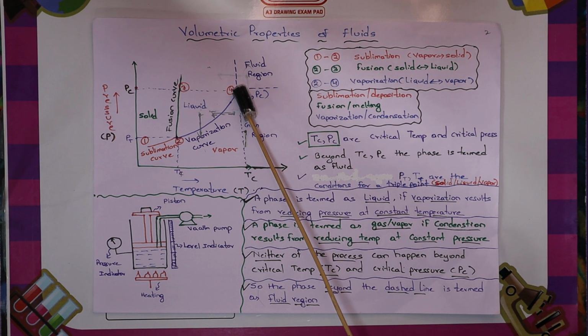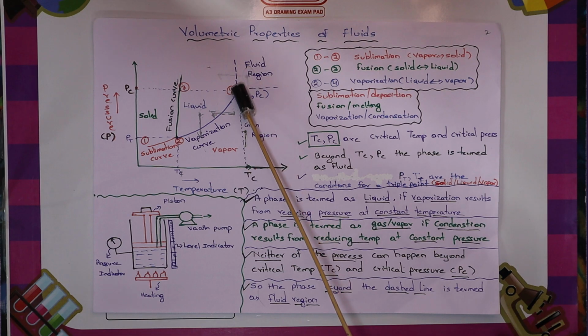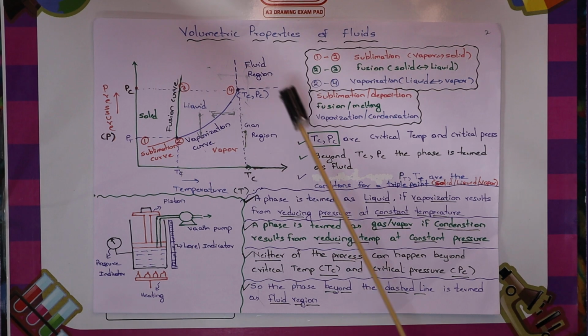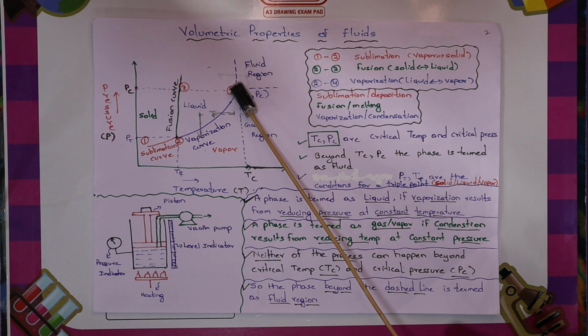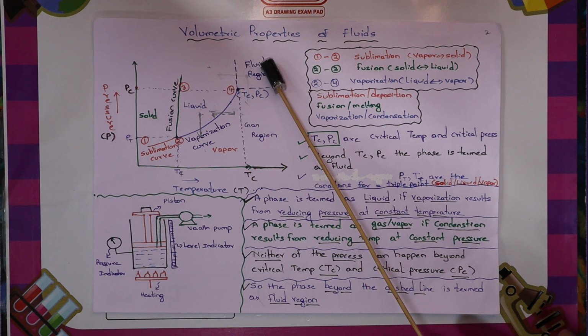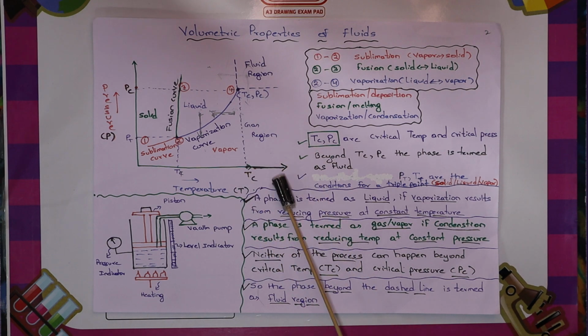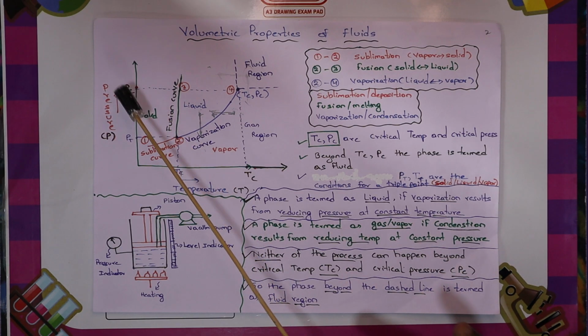There is a certain point, this particular point, which is called TC and PC, the critical temperature and critical pressure. Beyond the critical temperature and pressure, it is called the fluid region. That means you maintain the temperature and pressure higher. If you go beyond this critical temperature and beyond this critical pressure, it is the fluid region. What are this critical pressure and critical temperature?